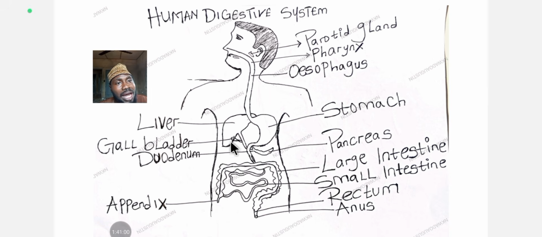This is the appendix. This is the gallbladder. This is the duodenum, the first portion of the small intestine. Okay, this is the large intestine. This is the anus.